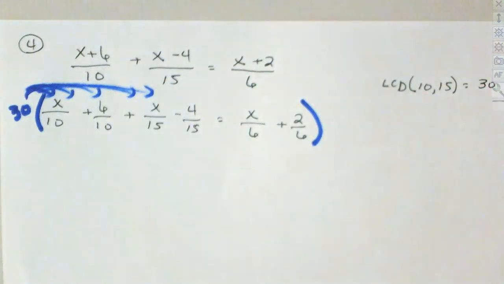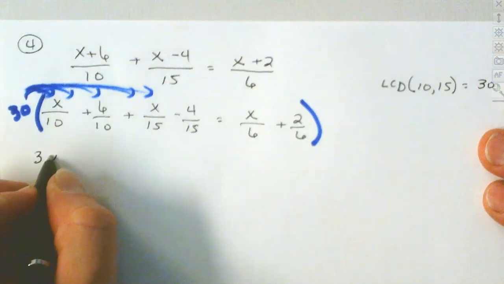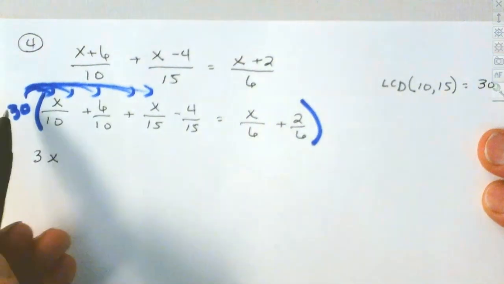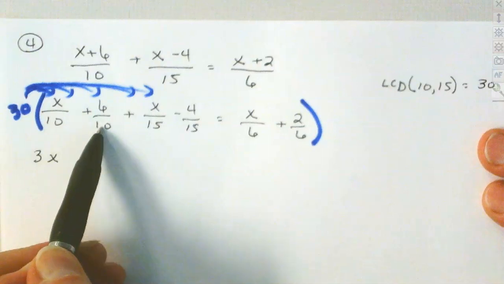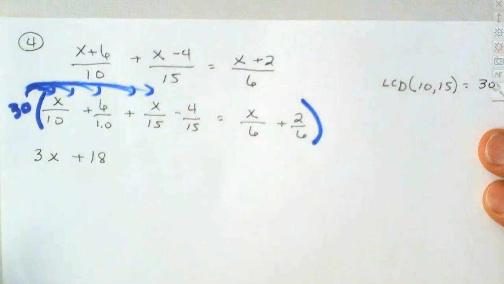It's been a little bit of time, but when we distribute that 30 through, what are we doing? We're dividing it by the number down below, multiplying it by the number on the top. So divide below, multiply on the top. So 30 divided by 10 is a 3 times x, that makes it a 3x. 30 divided by 10 is a 3. 3 times 6, that makes it 18.